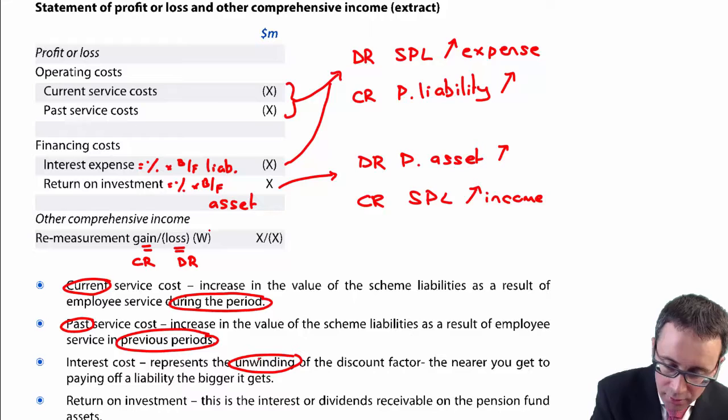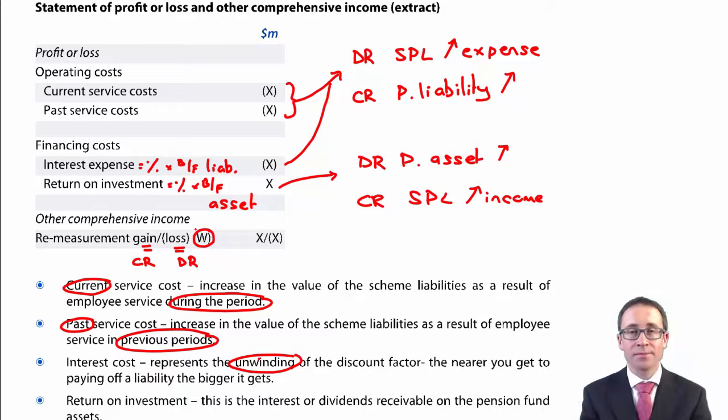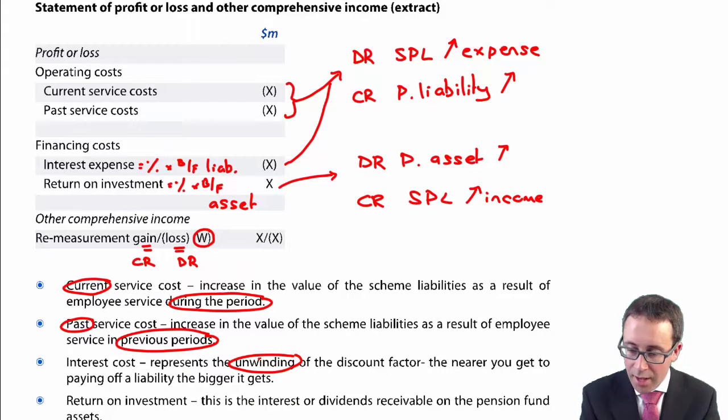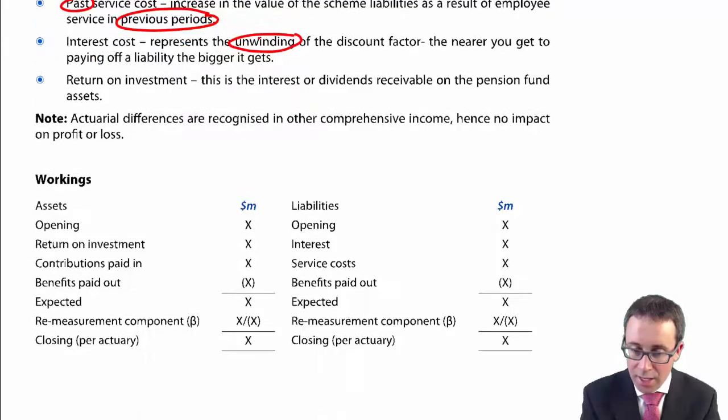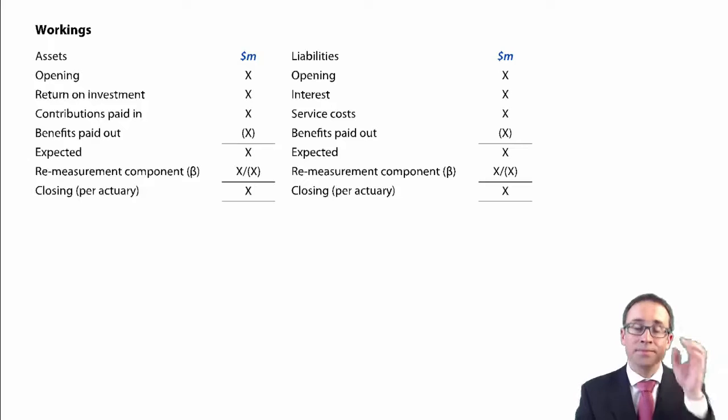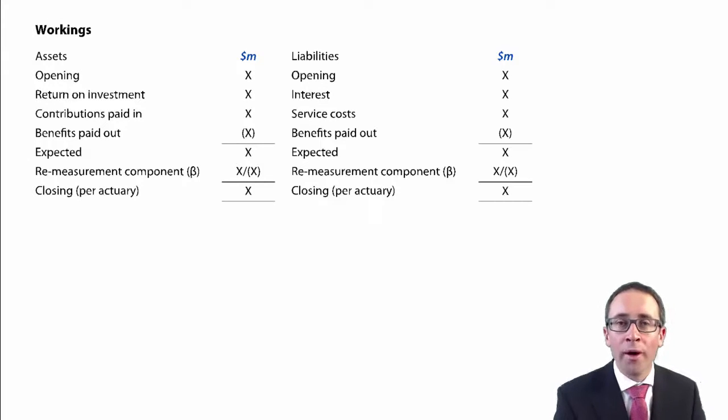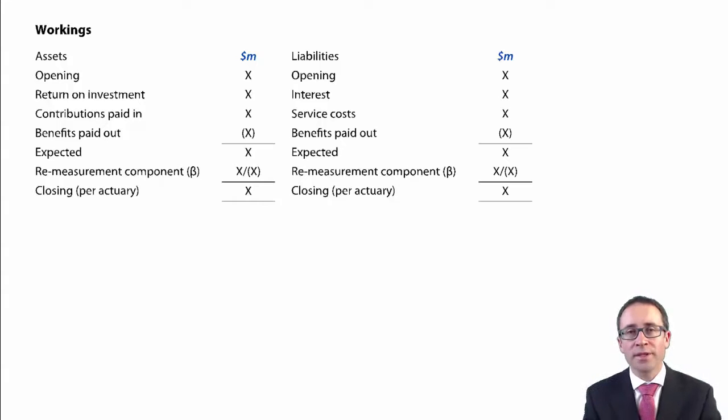What we want to focus on is how to calculate it. How do we go through there and calculate this remeasurement gain or loss in other comprehensive income? There's a standard pro forma, so make sure that you learn it. If you learn it, it'll make your life much easier.